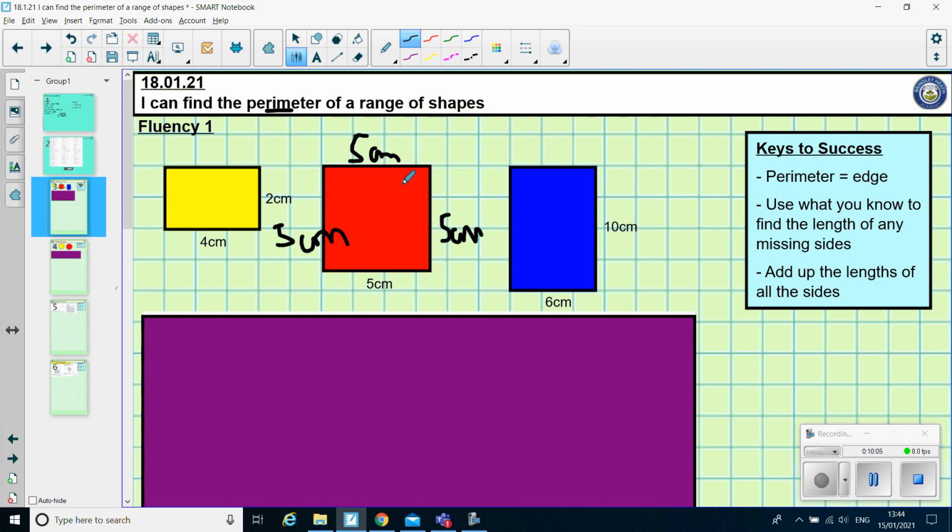And finally the blue shape then. I think you're probably feeling confident enough by now to just pause the video and work out the perimeter of that shape.